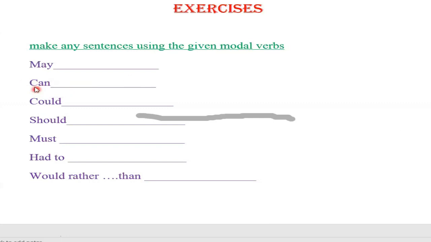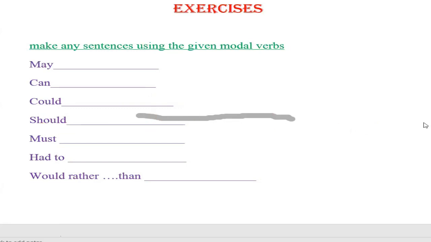Can, let's go. It's very simple. Can I have your phone number? Possible. This is in the case of permission. Can, ability. You can do this homework. Can you swim? Can you dance? Yeah, possible. Very simple. Thank you.